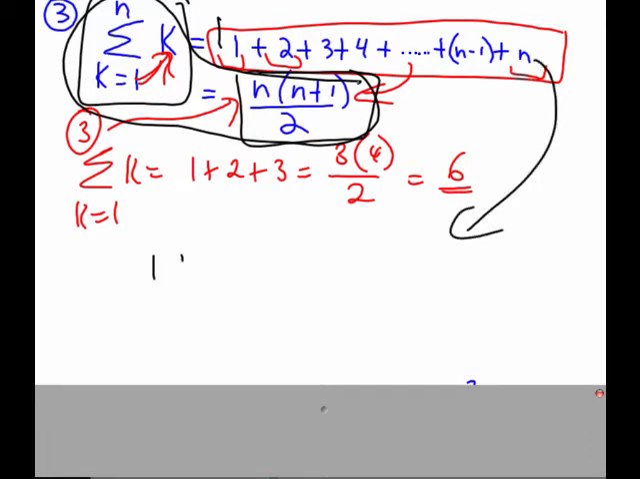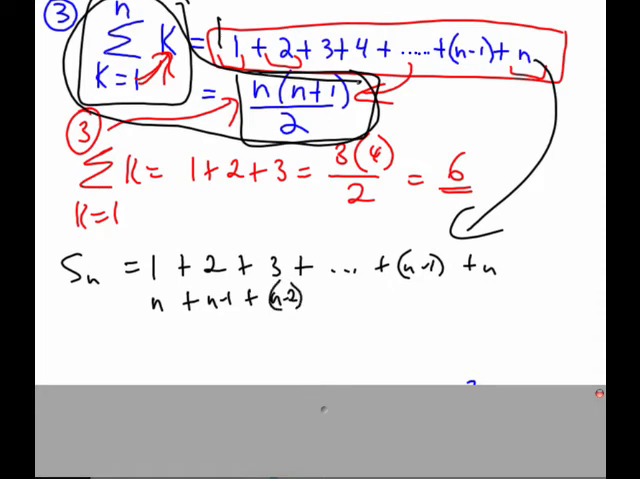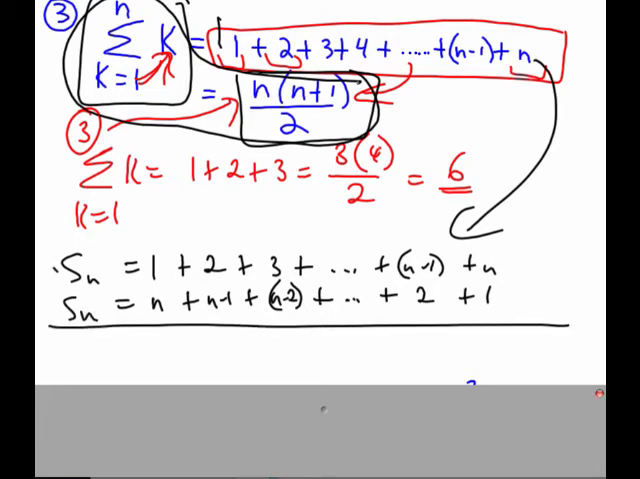I have the terms 1 plus 2 plus 3 up to n. So that's the sum of those n terms. I'm going to rewrite this sequence in reverse order. So n plus n minus 1 plus n minus 2 plus, down to 2, and 1. Okay. Now if I add these two together, it's like a system of equations.